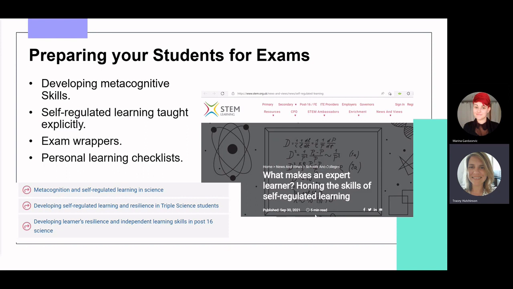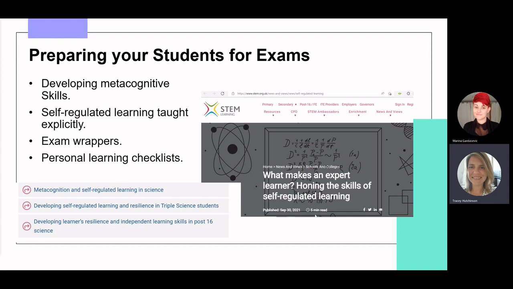So first of all, we're going to have a little look at some ideas through STEM learning. So STEM learning has a variety of sources and CPDs and ideas and reading material all around developing metacognitive skills.